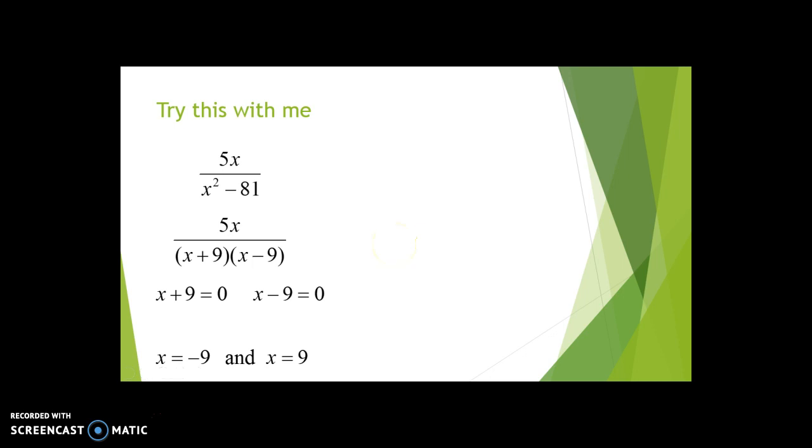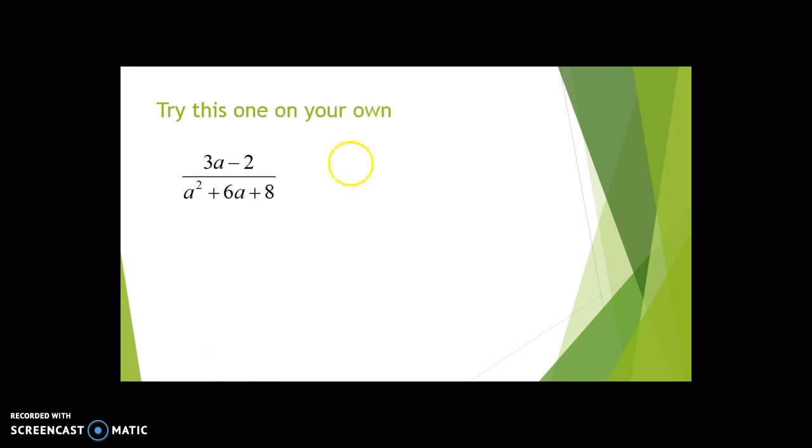All right, so let's try this one on your own. I'd like you to write this problem down, try to factor this, and find the excluded values. I'd pause it, and then when you're ready, check your answer, because I'm going to show the answer here. Again, this only works if you pause the video, try it yourself, and see if you arrived at the right answer. So here comes the answer.